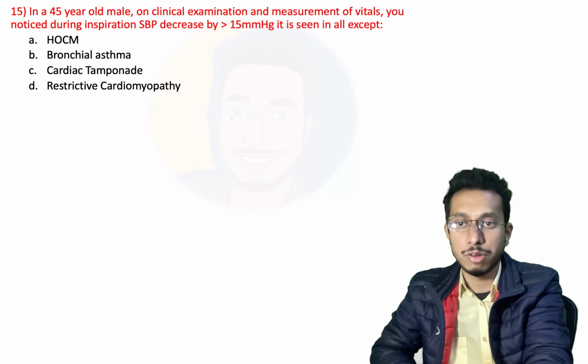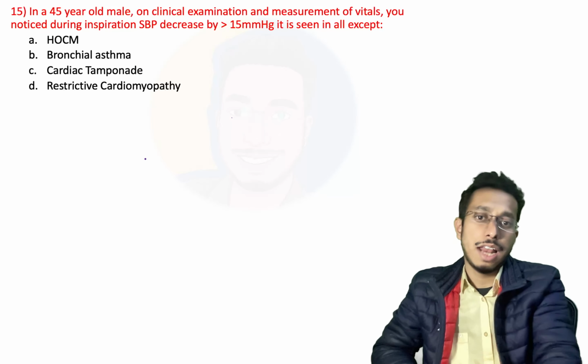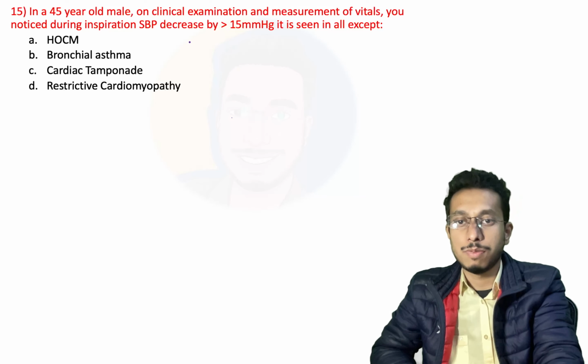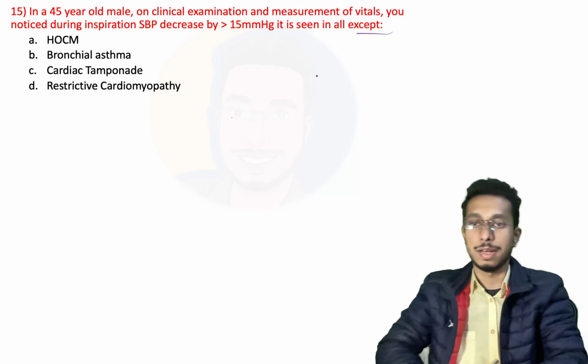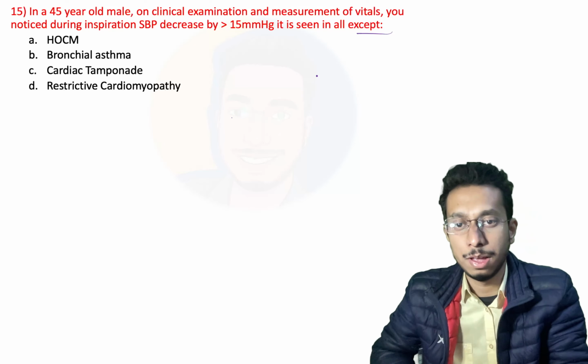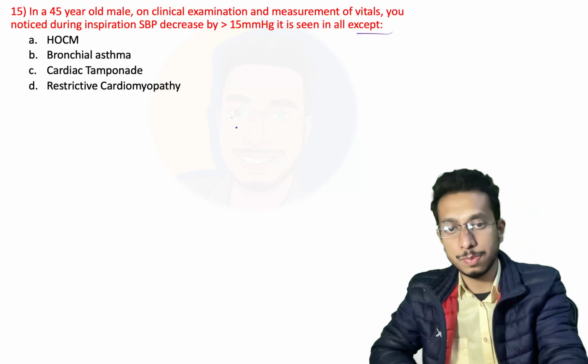Now coming to the next question: in a 45-year-old male, on clinical examination and measurement of vitals, you notice during inspiration, systolic blood pressure decreases by 15 mm of mercury. It is seen in all except. Okay. So what are they basically explaining in this question? They are explaining the pulsus paradoxus. So what is pulsus paradoxus, guys?